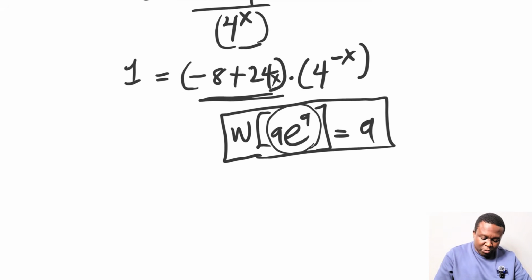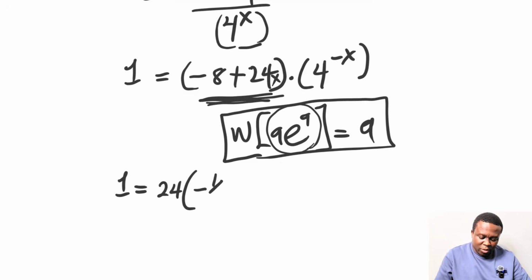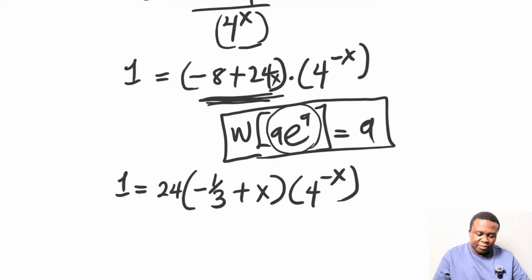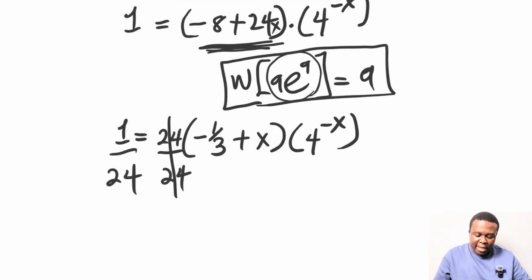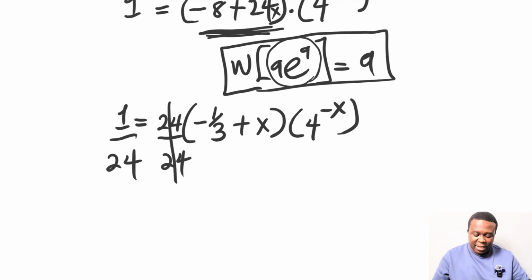So let's continue. Now we have that 1 is equal to, if we factor out 24 from the right-hand side, it becomes 24 times minus 1 over 3 plus x, times 4 raised to the power minus x. So this is what we have. Right, so we can divide through by 24. So we have 1 over 24 on the left-hand side.